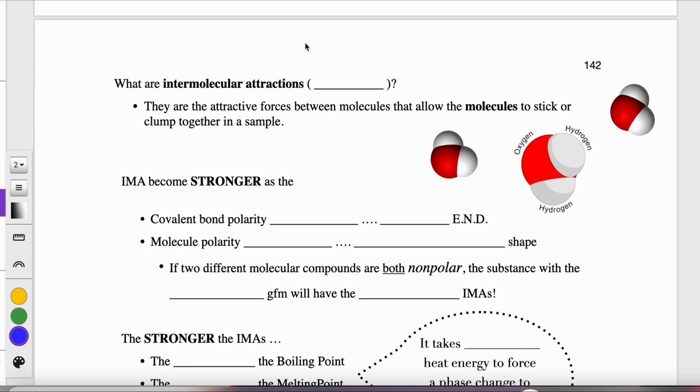This is a place where we introduce intermolecular attractions. You'll often see me abbreviate them as IMAs or IMFs, intermolecular attractions or forces. These are those sticky forces between molecules, not within a molecule, but between different molecules, that allow those molecules to stick or clump together in a sample.